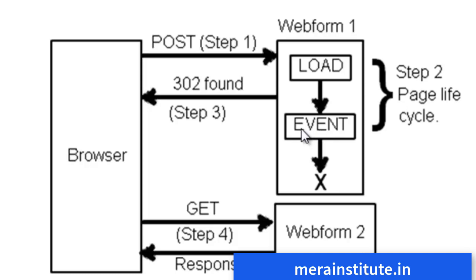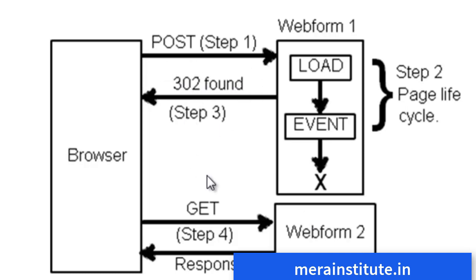And the time it finds that code, it sends a 302 found response to the browser saying that the browser should now redirect to webform2.aspx. So it sends a 302 command to the browser. What is a 302 command? A 302 command tells the browser that it has to now redirect to a different page. It also sends the page where the browser has to redirect. Browser understands the 302 command and sees that it has to redirect to webform2.aspx. So it does an HTTP get on webform2.aspx. So you can see that there is a double trip here.